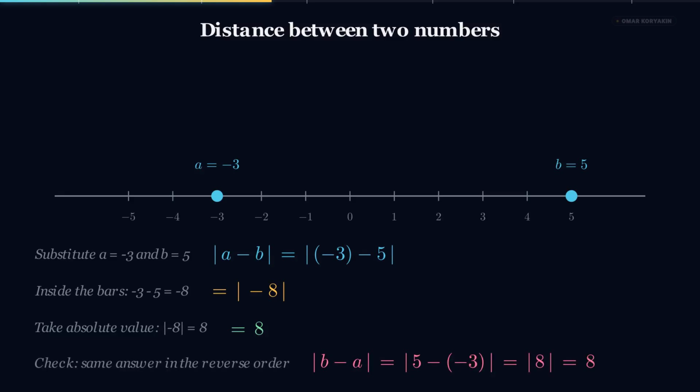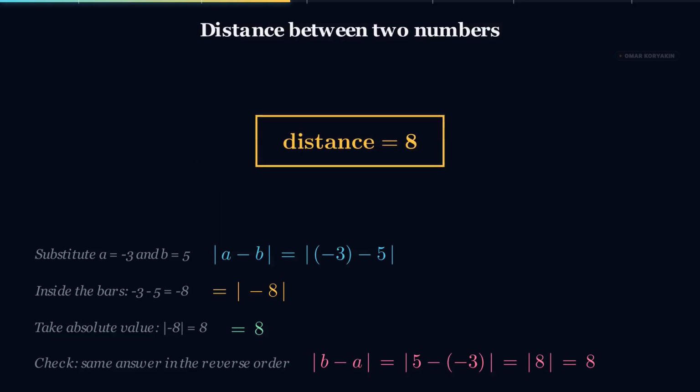Step 4. Now check that we get the same answer in the reverse order. Compute the absolute value of b minus a, which is the absolute value of 5 minus -3. 5 minus -3 is the same as 5 plus 3, which equals 8. So the absolute value of 8 equals 8. Same final answer as expected. Distance is symmetric, the order does not matter. So the final answer is 8.